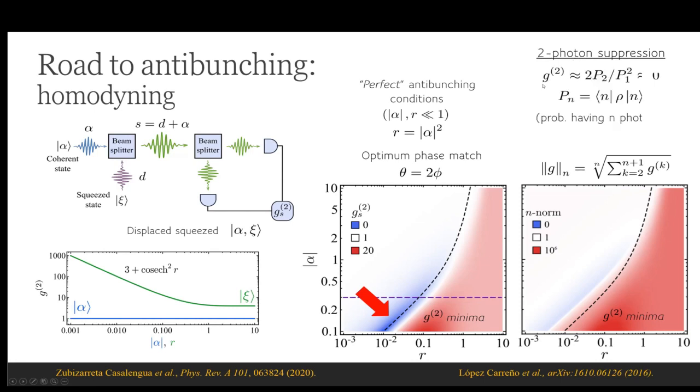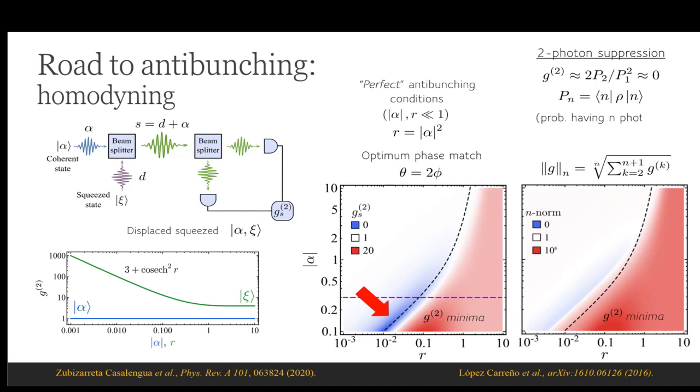If we expand the G2 in this low amplitude region, we will find that what we are doing is suppressing the value of this P2, which is the probability of having 2 photons in the state.